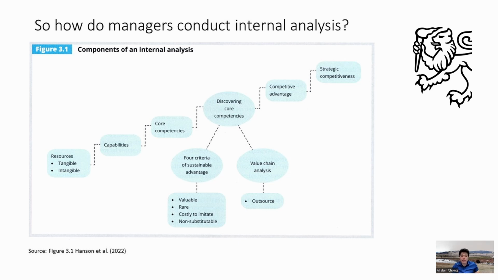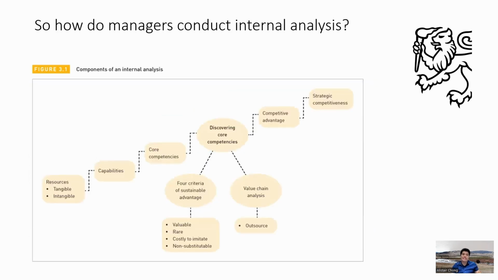Once we've discovered our core competencies, we can understand the value that we add. Now, to very quickly touch on what makes up a core competency, it means that the resources and capabilities we have must be valuable, must be rare, must be costly to imitate, and must be non-substitutable. And we'll touch on this a lot more, particularly in the workshops. This then leads us to create a competitive advantage and hopefully to maintain strategic competitiveness.